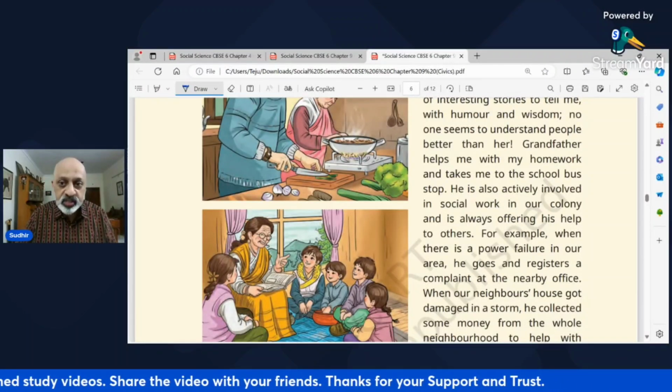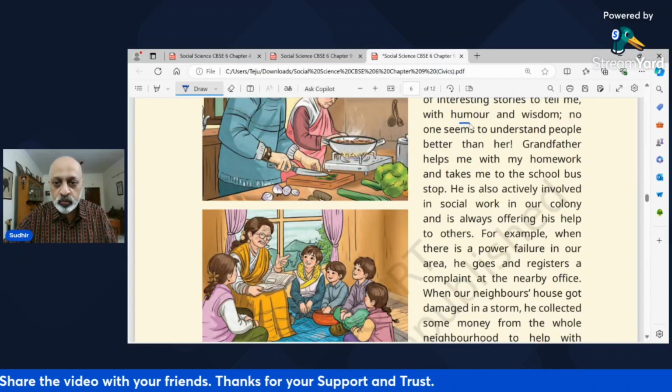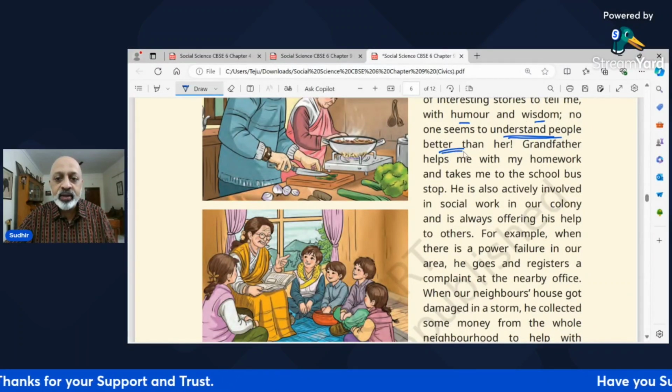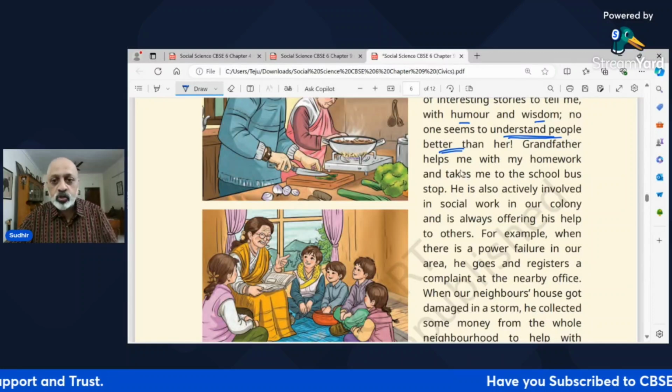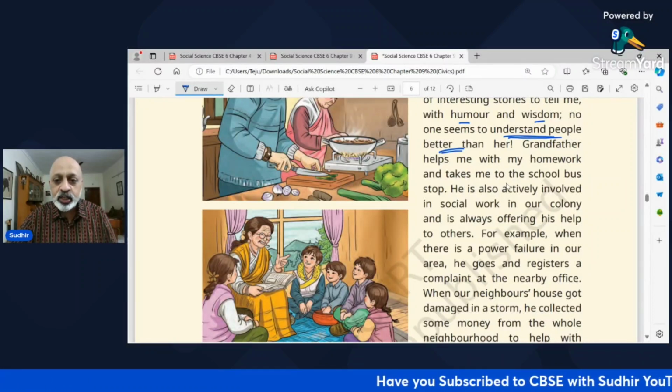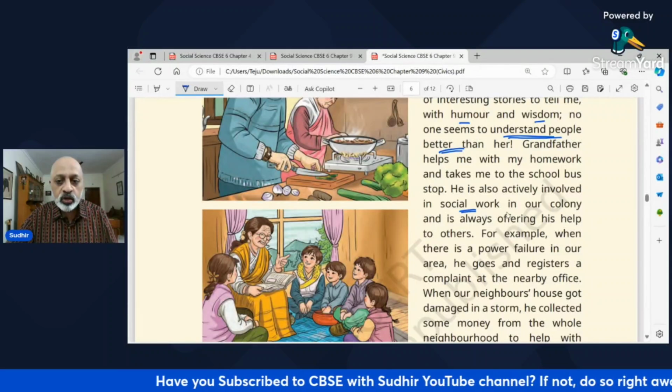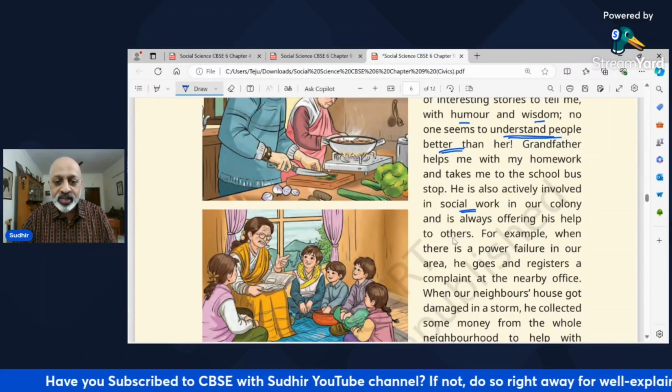They're full of wisdom because she has so much experience. But no one seems to understand people better than her. So grandfather is also there, who helps me with my homework and takes me to the school bus stop. He's also actively involved in social work in our colony and is always offering his help to others.